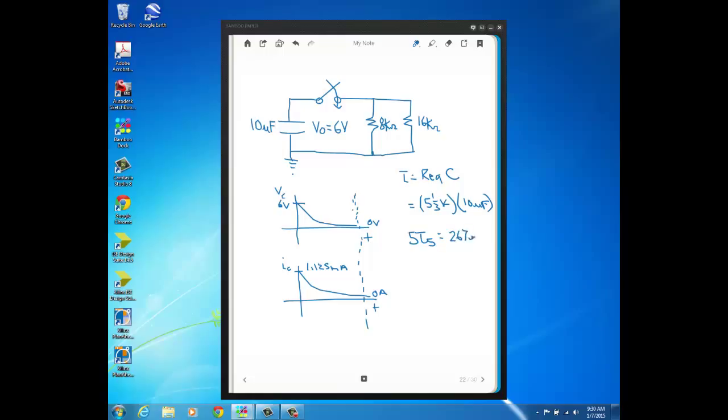So 5 times 5 1/3 K times 10 microfarads comes out to a total of 267 microseconds. Again, that's micro. Sorry for the messy writing here. So that's the time from t equals 0 out to the time of steady state where both the voltage and current become 0. That's our 5 taus.